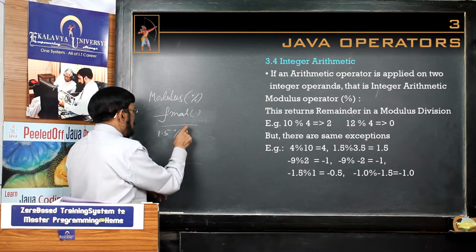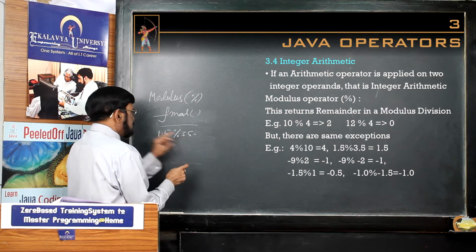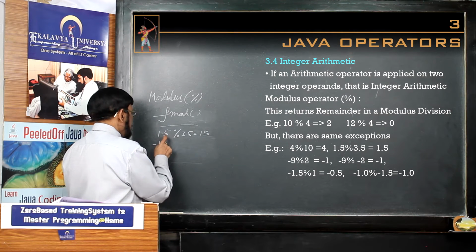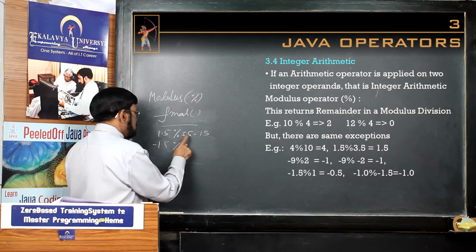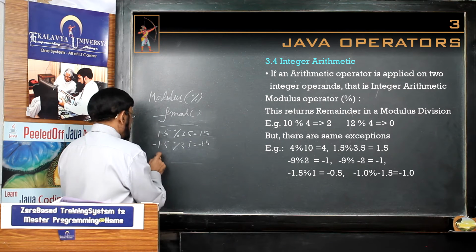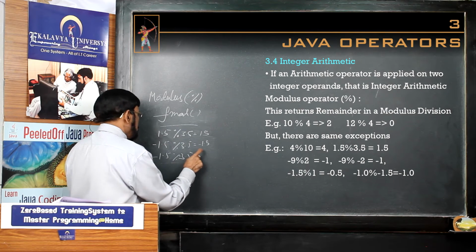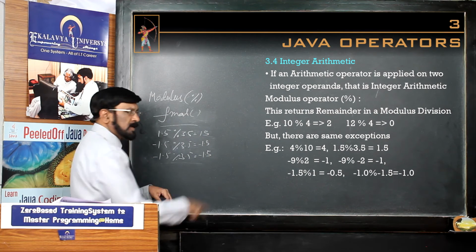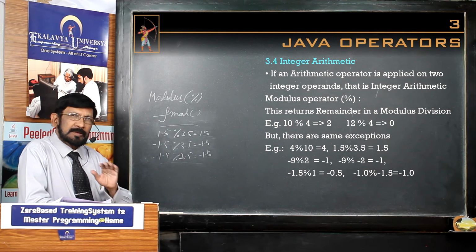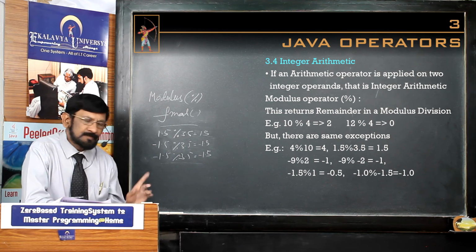Just for example's sake, I am showing you 1.5 modulus 3.5. The numerator is lesser than the denominator, so 1.5 is the result. Suppose minus 1.5 modulus 3.5. The result is minus 1.5. Minus 1.5 modulus minus 3.5. Then also minus 1.5. If you remember the thumb rules, you never commit a mistake. And if you call it a remainder, definitely you are confused in these cases.